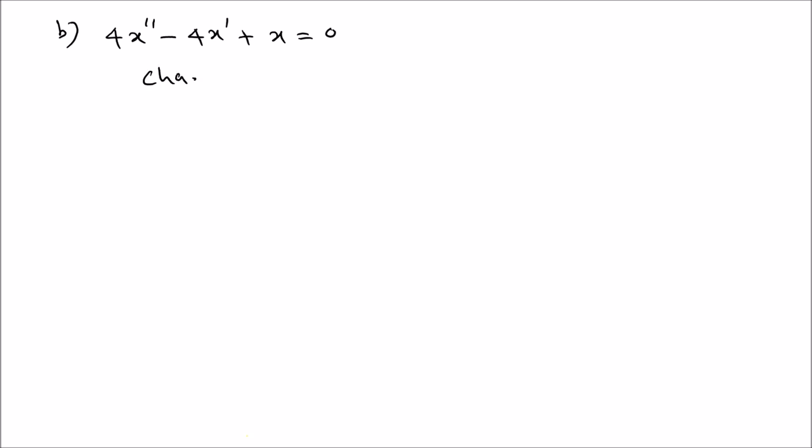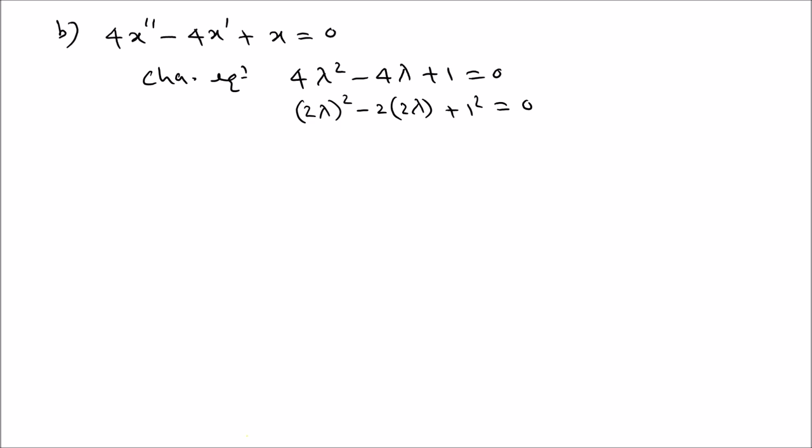Okay, so the characteristic equation is 4 lambda squared minus 4 lambda plus 1 equals 0. How to factor this? You can see that this is (2 lambda) squared minus 2 times 2 lambda plus 1 squared. So this is a perfect square factorization problem, because we have the formula: a squared minus 2ab plus b squared is simply (a minus b) squared. That's exactly what we have here. So this is simply (2 lambda minus 1) squared. You can see this again in the factoring polynomial video. Good.